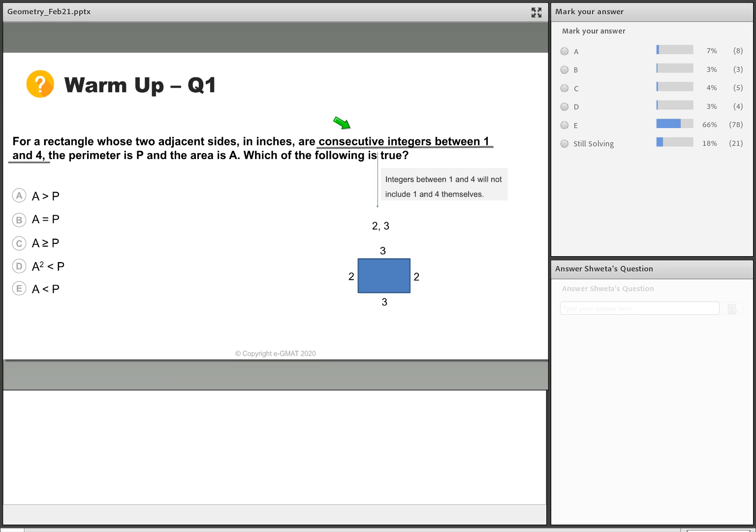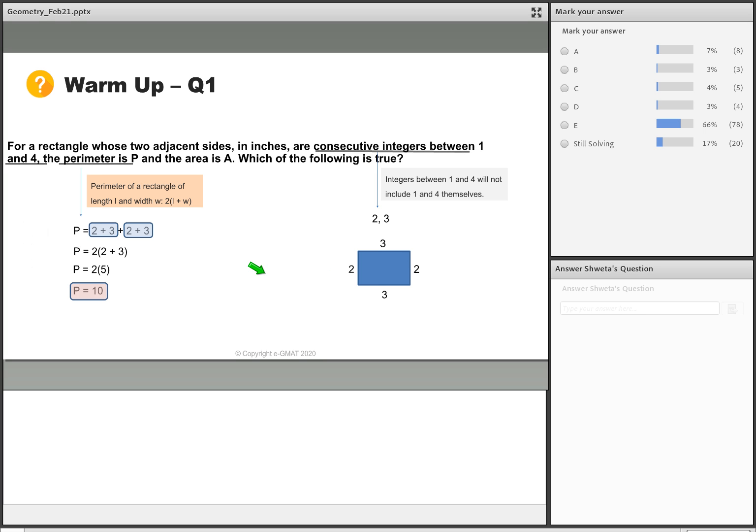Now, which are two consecutive integers between 1 and 4? It is 2 and 3. So that means our adjacent sides are 2 and 3. Here's 2, and the one adjacent to this is 3. So this is what your rectangle is. Now our question is about area and perimeter.